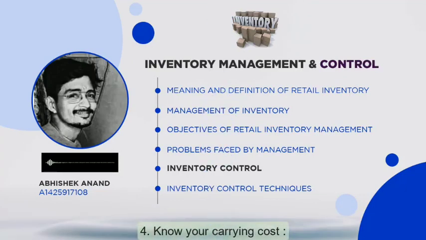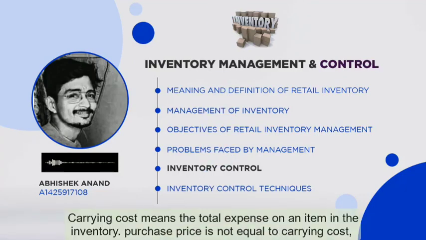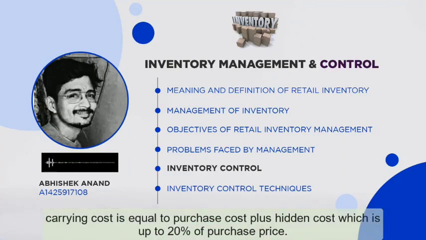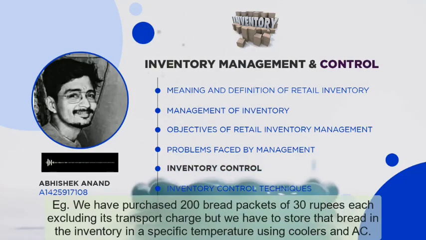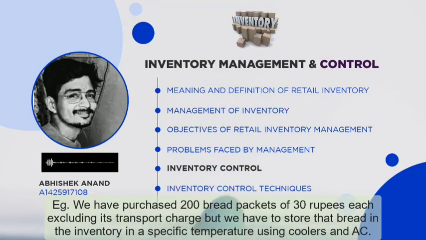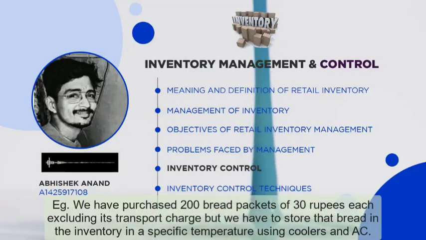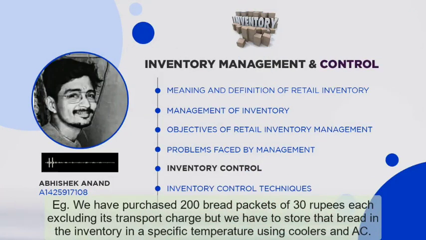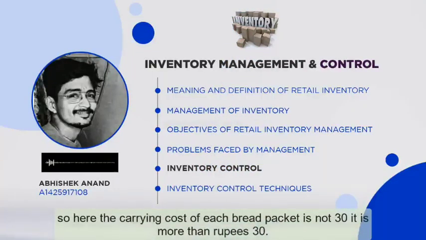The fourth technique is to know your carrying cost. Carrying cost means the total expense on an item in the inventory. Here I want to mention that carrying cost is not equal to purchasing cost. Carrying cost also includes the hidden cost, which is up to 20% of the purchasing cost. For example, we have purchased 200 bread packets of 30 rupees each, excluding transport charges, but we have to store that bread in the inventory at a specific temperature using ACs and coolers. So here the carrying cost of each bread packet is not 30, it is more than 30.